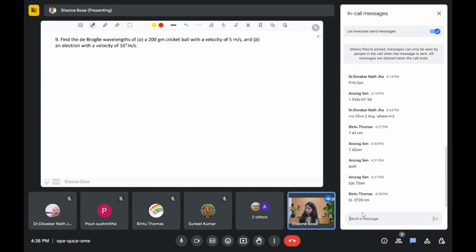But what about the first one? The cricket ball? What about the de Broglie wavelength of the cricket ball? Why is everybody interested in the electron only, not the cricket ball?